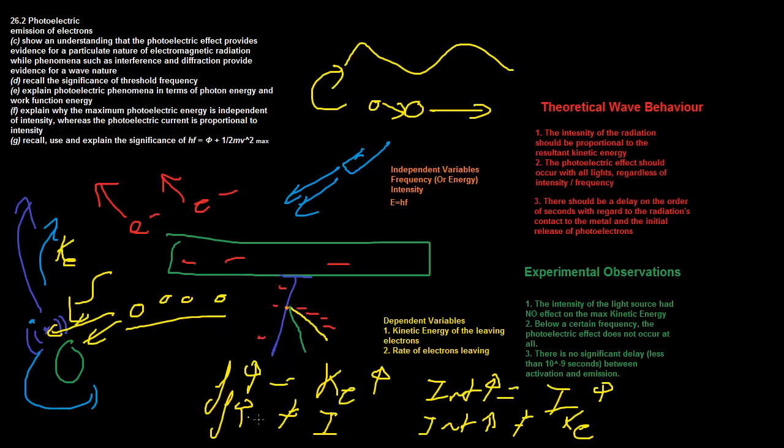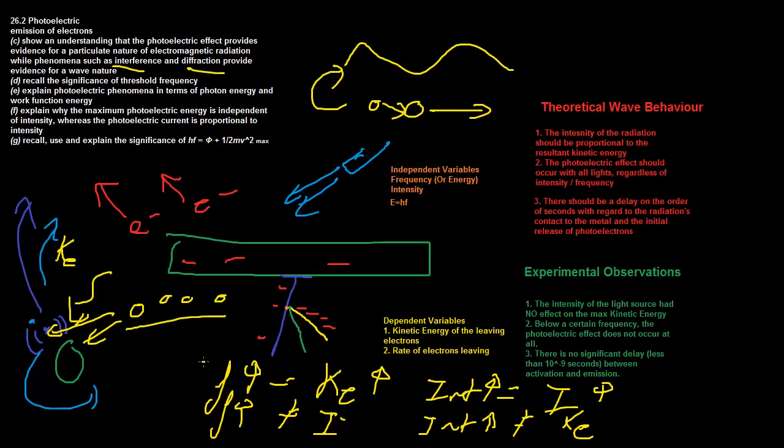So you can see how frequency and intensity relate to the kinetic energy and rate of emissions of electrons now. And you can kind of see why the particle nature really well explains these experimental observations of how the photoelectric effect works. And this kind of covers point C. Show our understanding that a photoelectric effect provides evidence for the particulate nature of radiation. While phenomenon such as interference, well then we have ideas such as light can interfere and have diffraction patterns that can provide for wave nature. So then we kind of give an idea of both, but we'll discuss them in the next video.